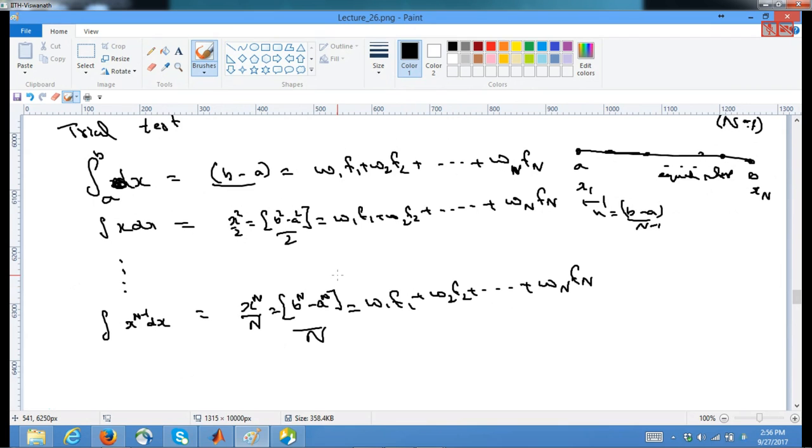But you need to understand that here the f function in this case is 1. In this case your f is equal to x, and in this case your f is equal to x to the power of n minus 1. So let me just also give it as these f's are different in each case. So let me call it f1 so that you don't get confused when I'm writing it. These are trial functions.